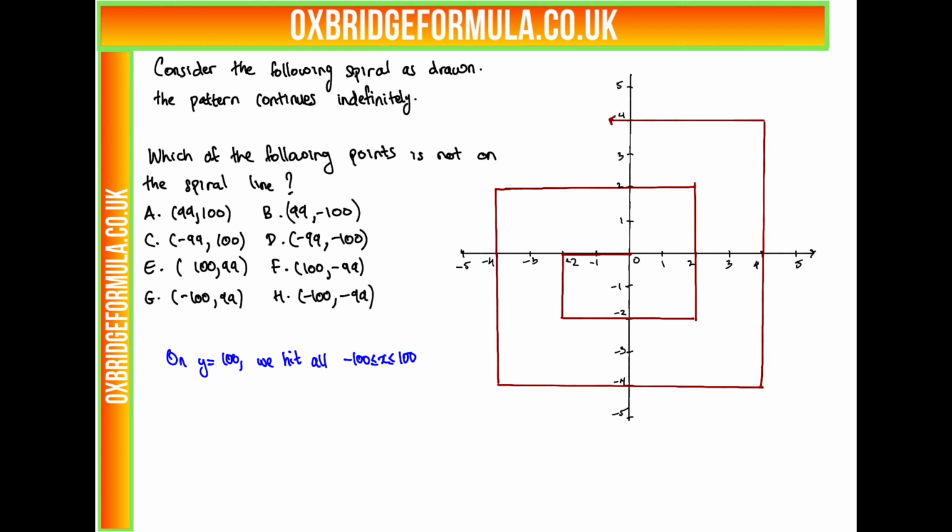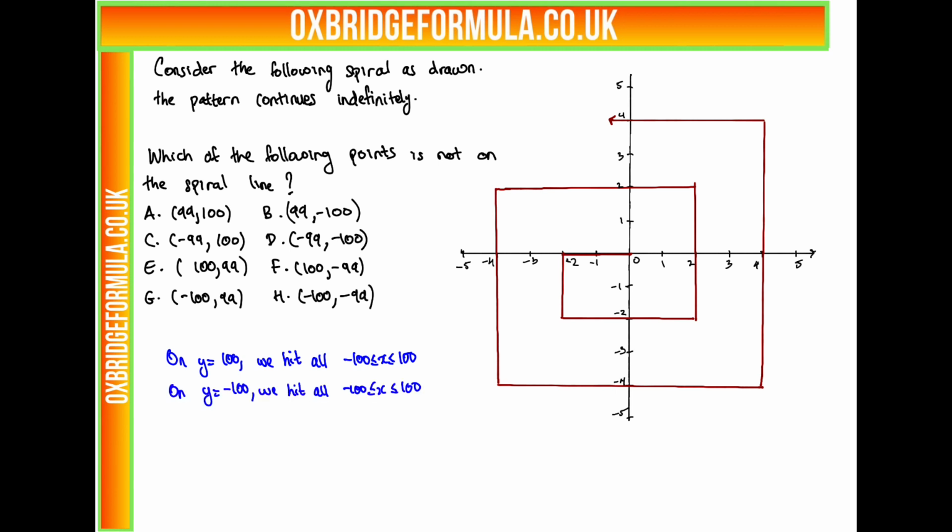Well, if we're on y equals 100, then it's going to look like a horizontal line like this, but just much higher, or a horizontal line like this, just much higher again. And if we look at, say, the line when we're at 4, then we're hitting all x values between 4 and minus 4. And the line for y equals 100 is going to be pretty much analogous to this one. So we're going to hit all values between minus 100 and 100.